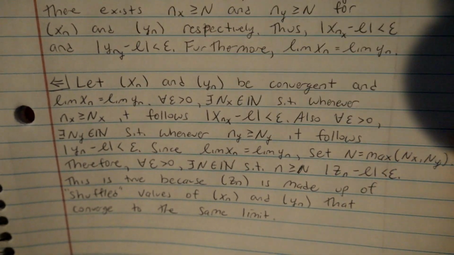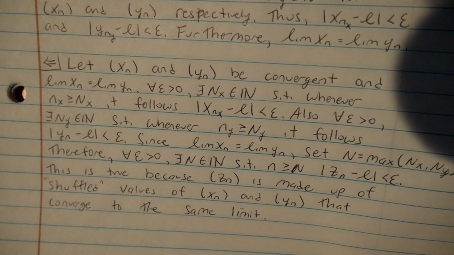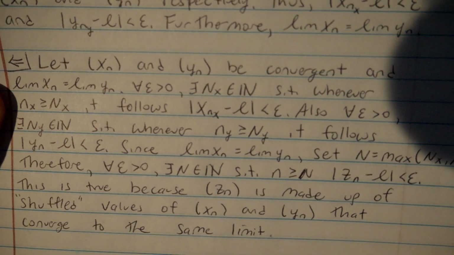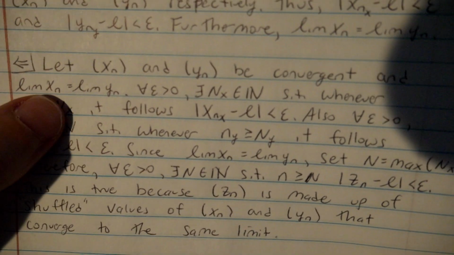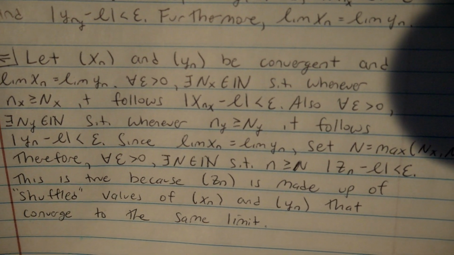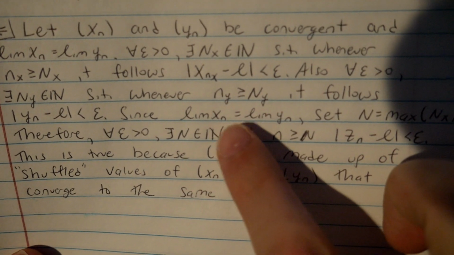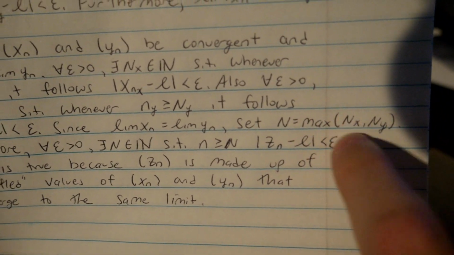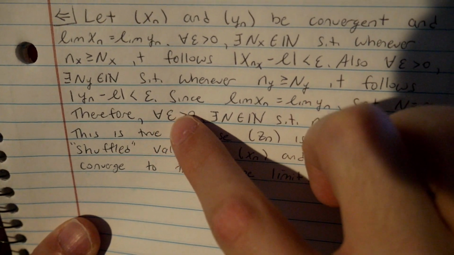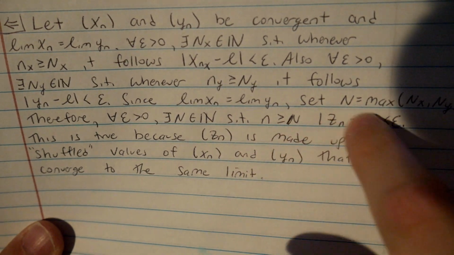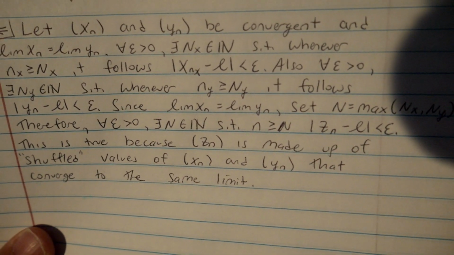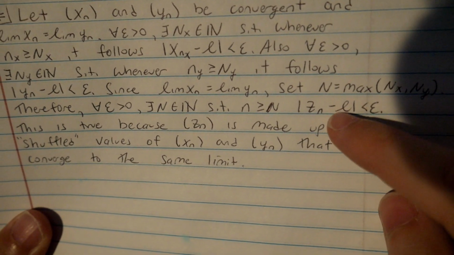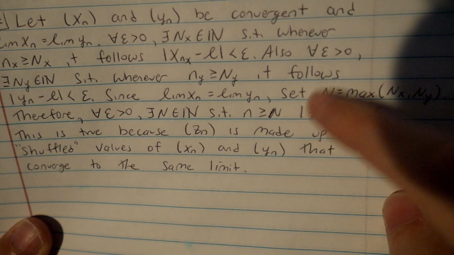The converse is also true. Let x_n and y_n be convergent, and let the limits be the same. I just apply the definition of convergence. For all epsilon, we find an N_x such that whenever n is greater than N_x the inequality holds, and likewise y_n has its own open ball. This is also an assumption. If I set N equal to the maximum of both of my open balls, where they begin, then for all epsilon greater than 0 I have this relationship. I know this is true because z_n is defined to be the shuffled sequence, and they converge to the same limit, so z_n is in the same neighborhood as x_n and y_n, and this inequality is true.